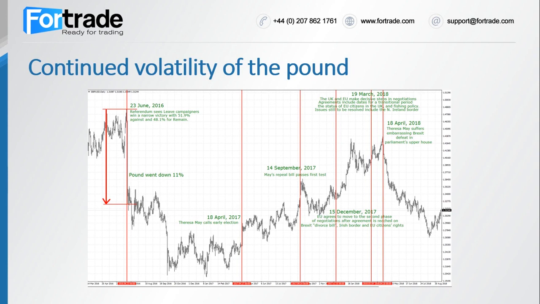In December 2017, the EU moved to its second phase of negotiations after the EU agreed on the Brexit divorce bill. The pound grew to its highest level since the referendum result. In March 2018, the UK and EU made further progress, causing the pound to climb further. But on April the 18th, Prime Minister May suffered an important defeat in the House of Lords.